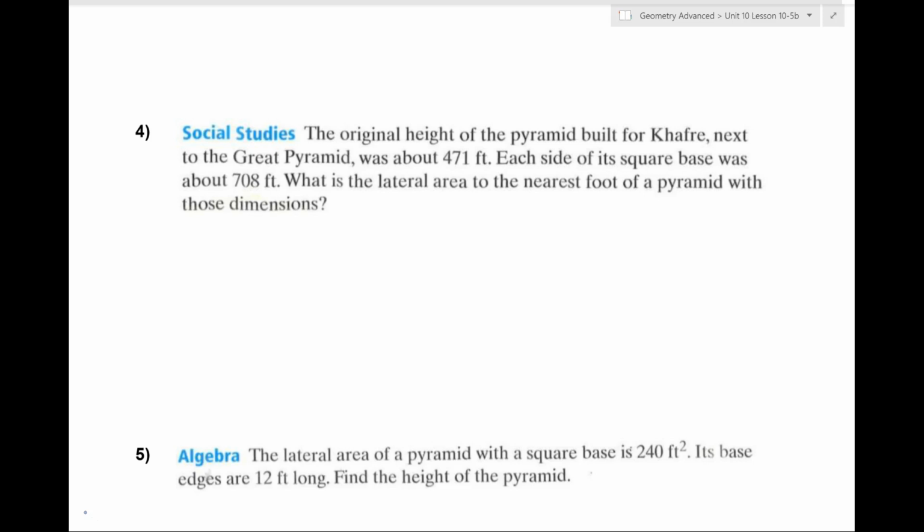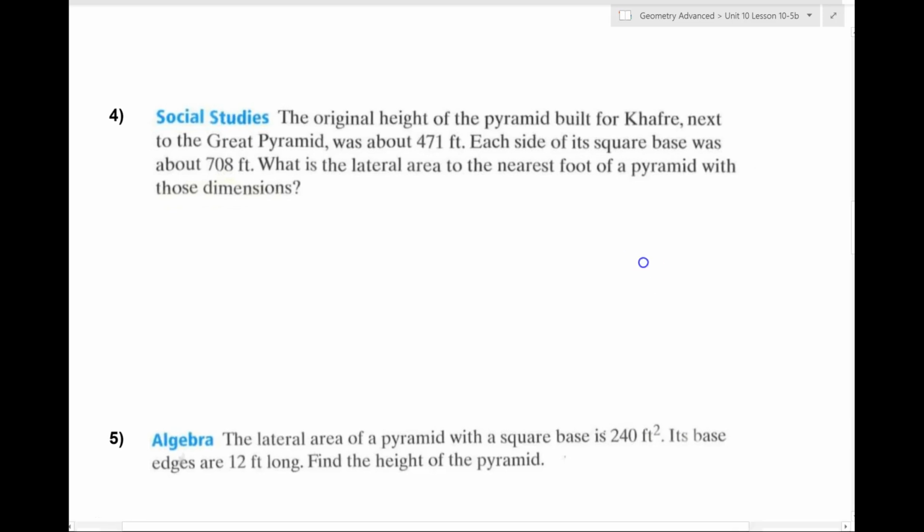Okay, so here we are. We're doing a word problem. We're going to do number 4. And it's the following. The original height of a pyramid built for Khafre next to the Great Pyramid was about 471 feet. Each side of its square base was about 708 feet. I want to know what is the lateral area, to the nearest foot, of a pyramid with those dimensions.